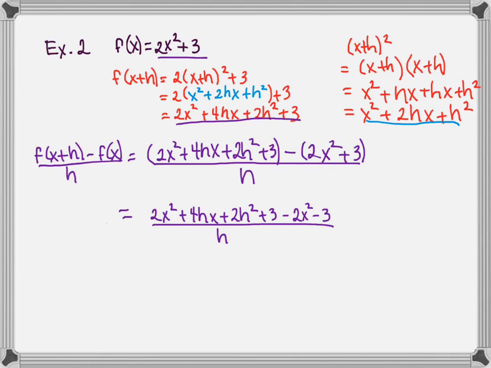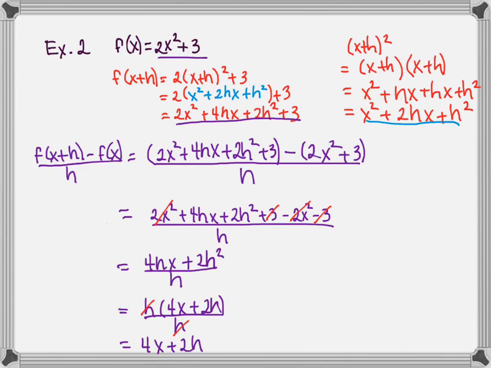So let's look at our numerator to see if anything cancels. My 2x squares cancel, my 3's cancel, and I'm left with 4hx plus 2h squared all over h. In my numerator, I can factor out an h from each term. And if I do that, I get h times the quantity 4x plus 2h over h. And now I can cancel my h's, and I'm left with 4x plus 2h. And that is my difference quotient for example 2, 4x plus 2h.